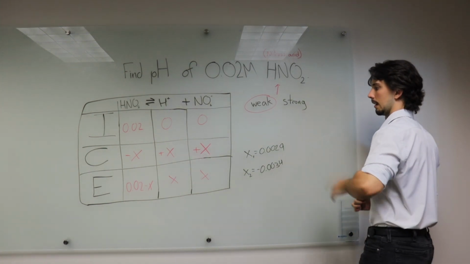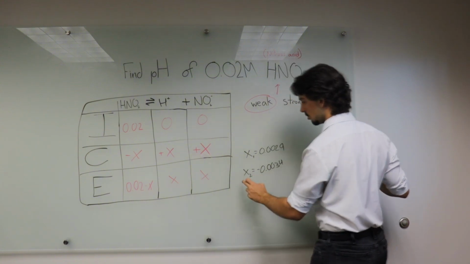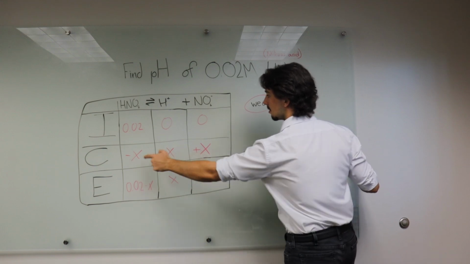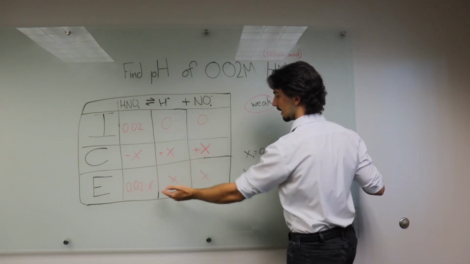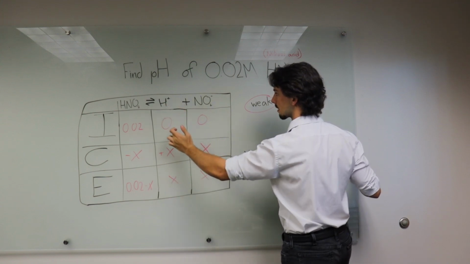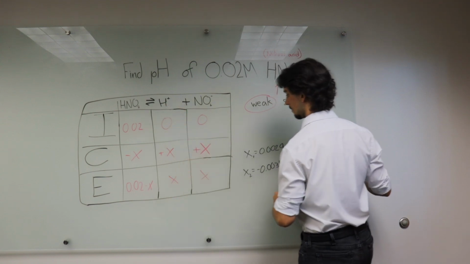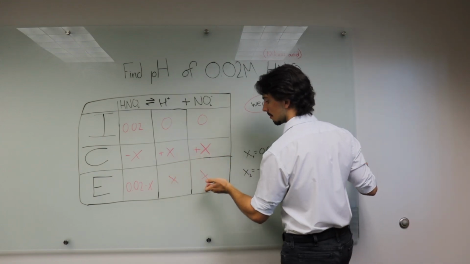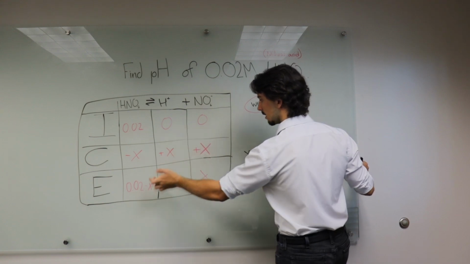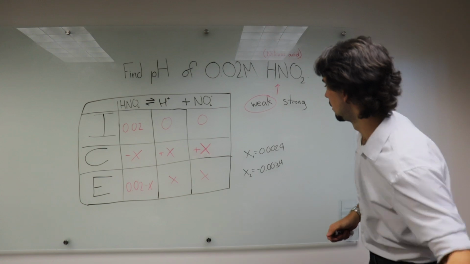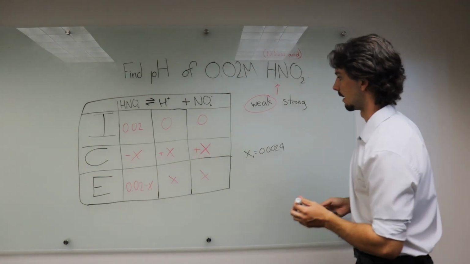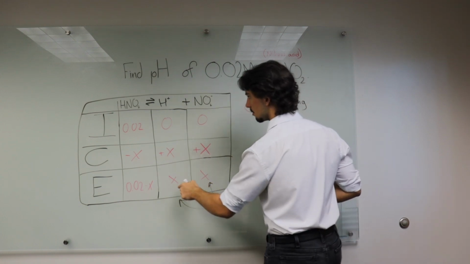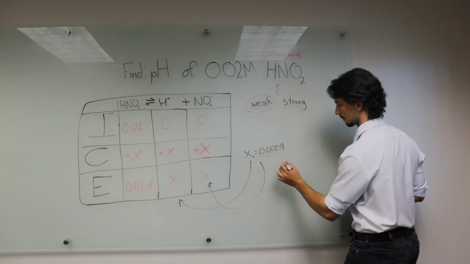Well, let's just use our logic here. If we choose the second x, negative 0.0034, once we substitute it into that, how can we at equilibrium lose the products when we had none to begin with? So that's not going to make sense. Versus if we use 0.0029, we're going to end up with some products when we came from nothing. So this is the x that we want to use, 0.0029.